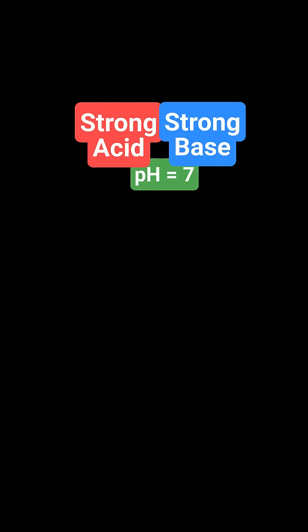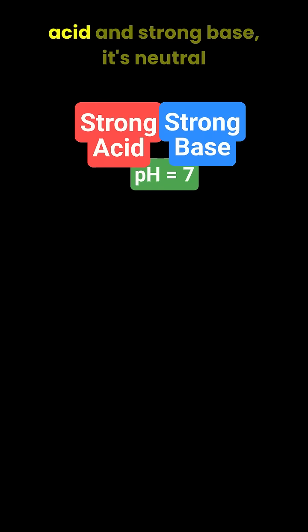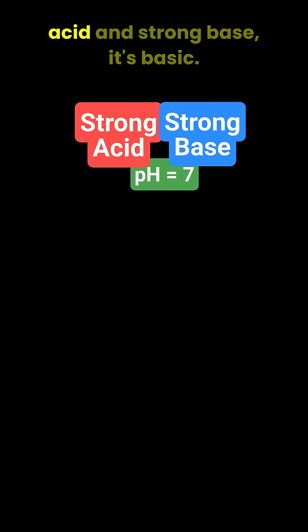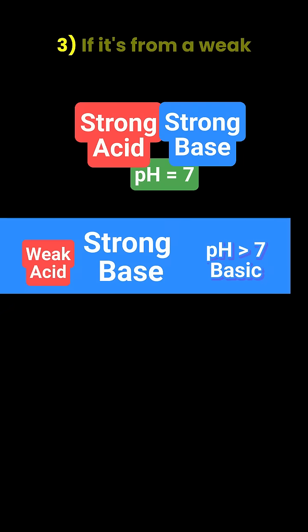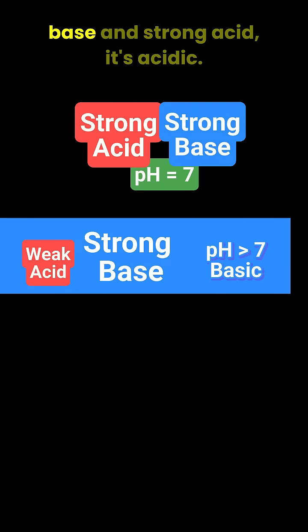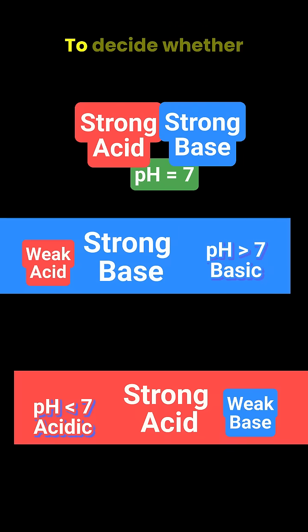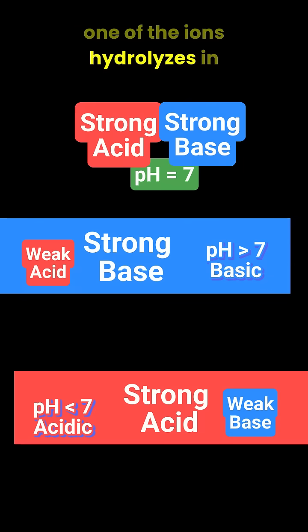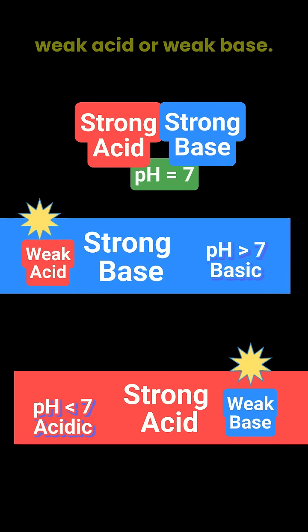In summary, if the salt is from a strong acid and strong base, it's neutral. If it's from a weak acid and strong base, it's basic. If it's from a weak base and strong acid, it's acidic. To decide whether the salt is acidic or basic, it all comes down to whether one of the ions hydrolyzes in water, and that only happens when the ion comes from a weak acid or weak base.